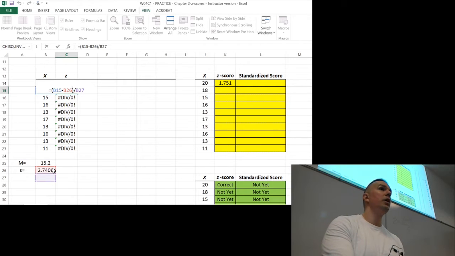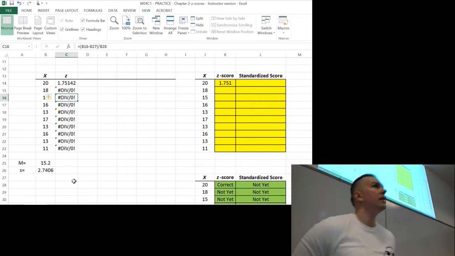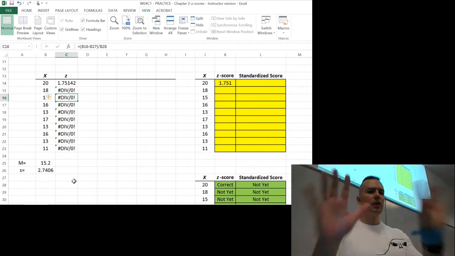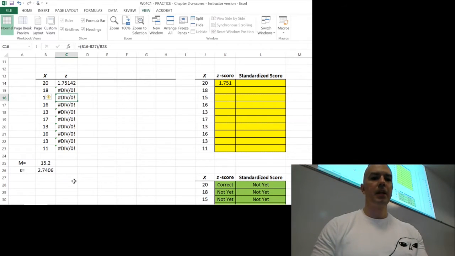And then when we divide by what we were hoping would be the standard deviation, we're dividing by an empty space, which is why we get this hashtag divide by 0. What? I can't do that. That's not possible. So this is the wrong way to do it. We cannot set it up this way.